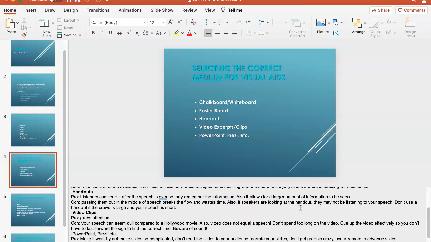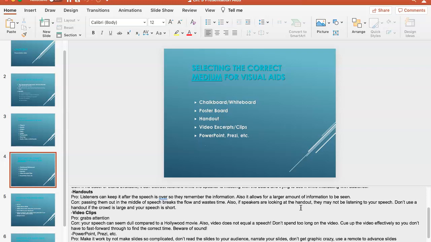Handouts. So the good thing about handouts is listeners can keep it after the presentation is over, so they can refer to the information. Because as you know, listening to a lot of information can get really dense, I don't want to say confusing, but just pretty dense. And if you need to refer to that information later, that way they have it to use after the presentation.